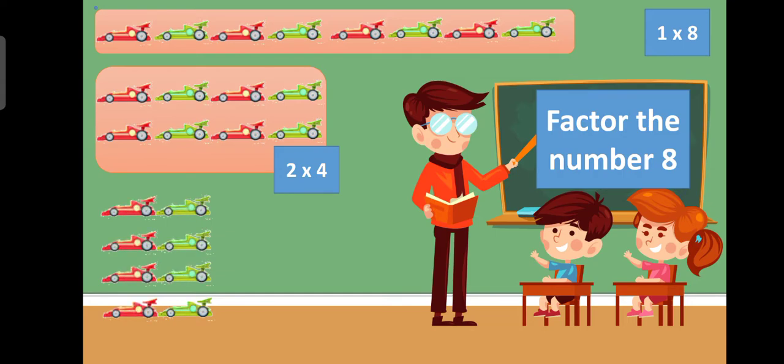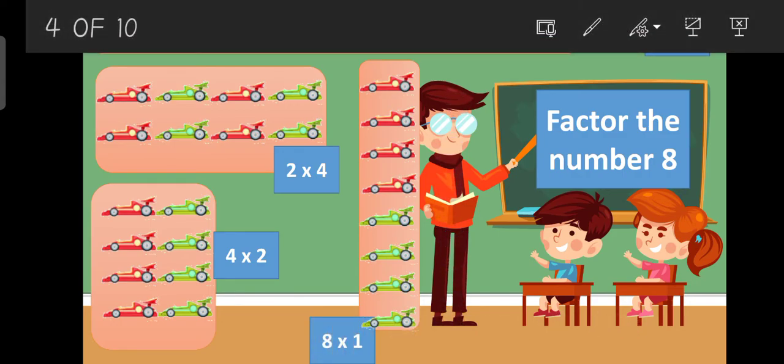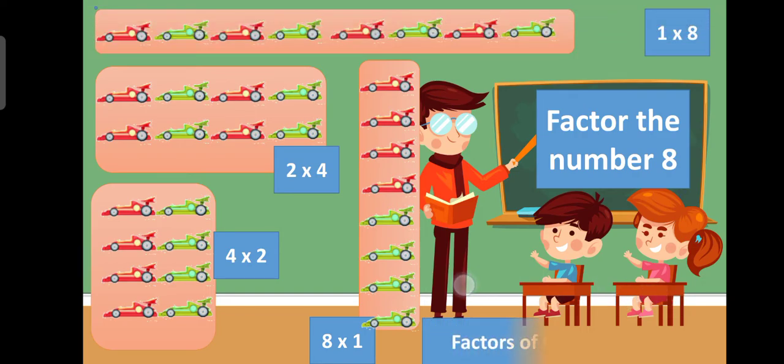Or we can arrange them in how many rows? 1, 2, 3, 4. 4 rows. In each row, 1, 2. So it will be 4 by 2. Or we can arrange them in how many rows? 1, 2, 3, 4, 5, 6, 7, 8. 8 rows and 1 column. So it will be 8 by 1. The factors of 8 will be 1, 2, 4, and 8.